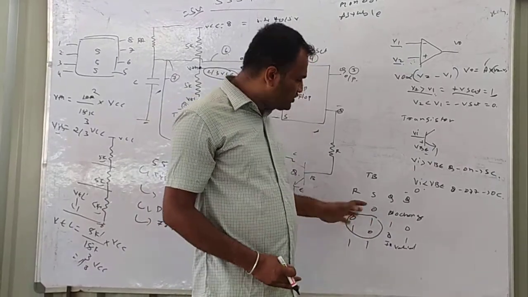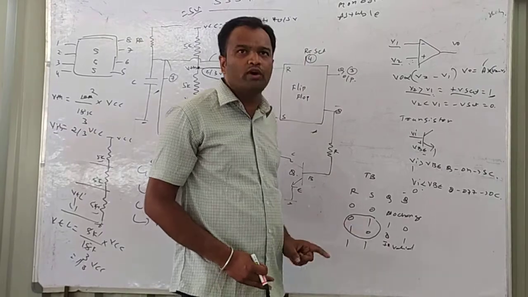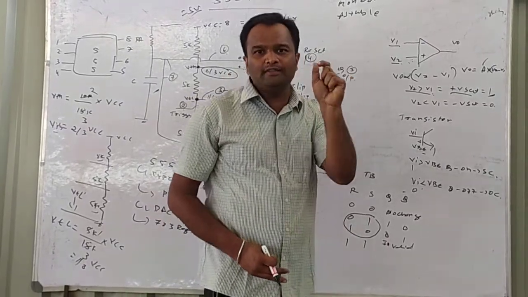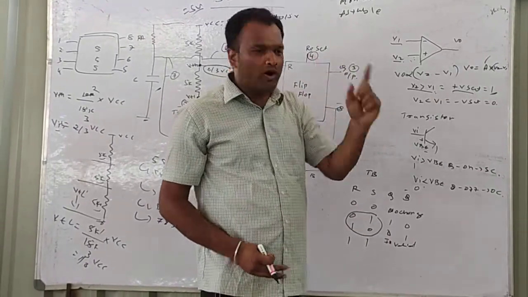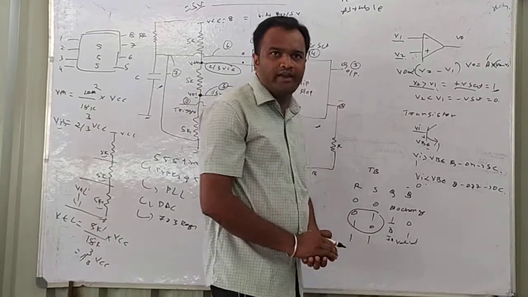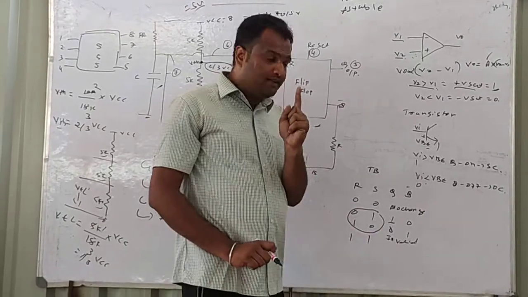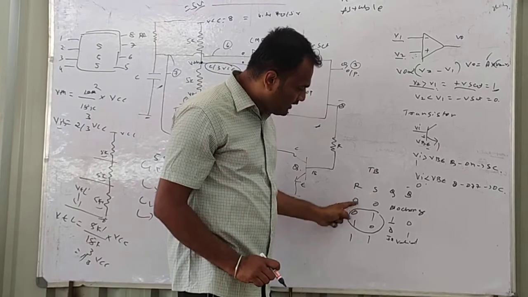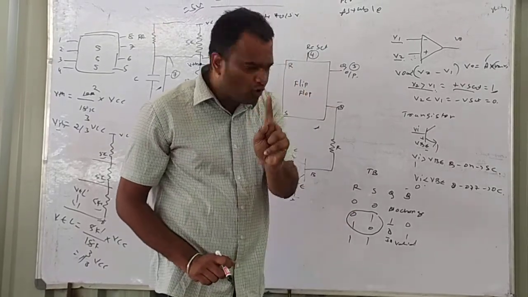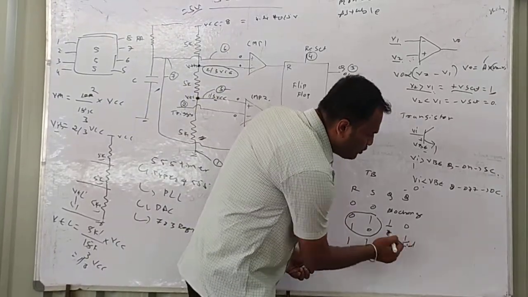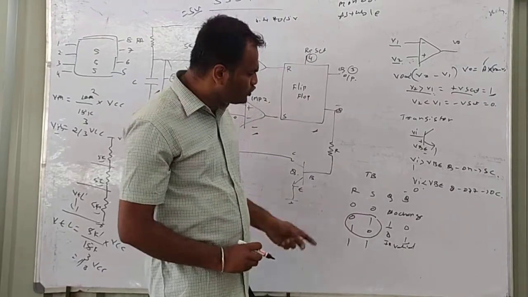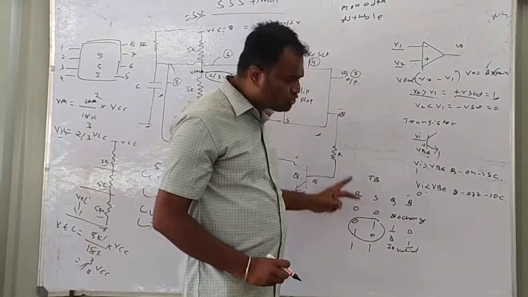So 0, 1, when 0, 1 means here set pin is equal to 1. Always remember, if set pin is equal to 1, Q is always 1. So Q value will be equal to 1. Similarly, if reset pin is equal to 1, in the next condition, when reset pin is equal to 1, always remember Q bar will be equal to 1. So you should remember these two conditions.